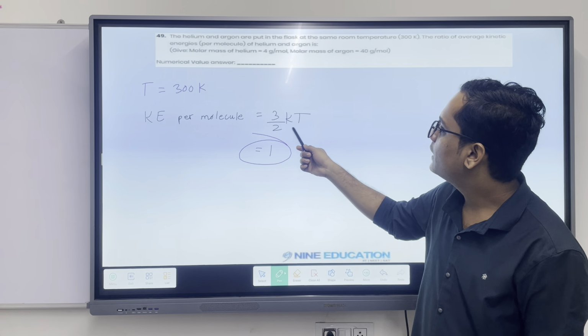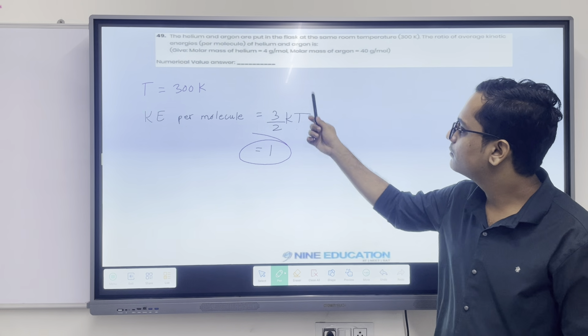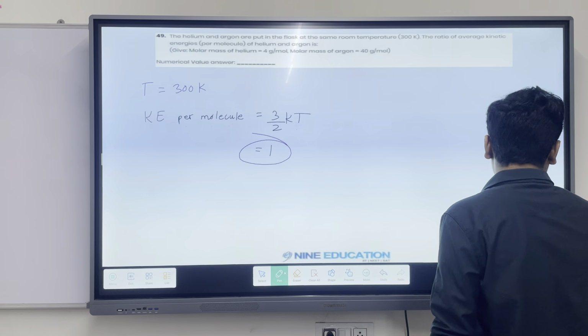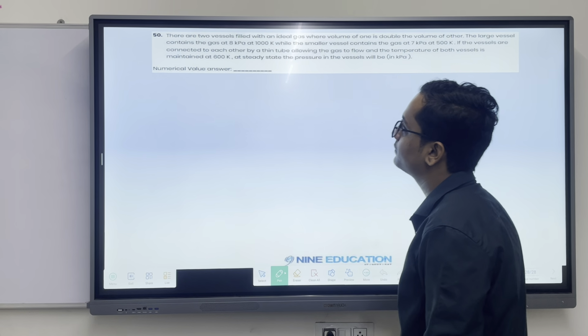So that's why the answer is 1. Again, it does not depend on molecular weight, it only depends on temperature. And as the temperature is the same, the energy will also be the same.